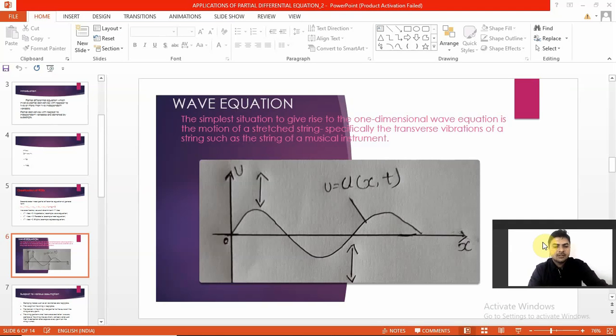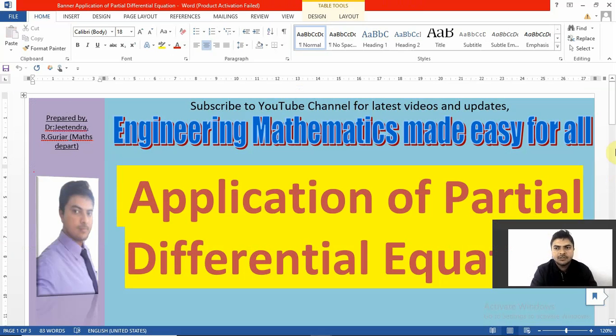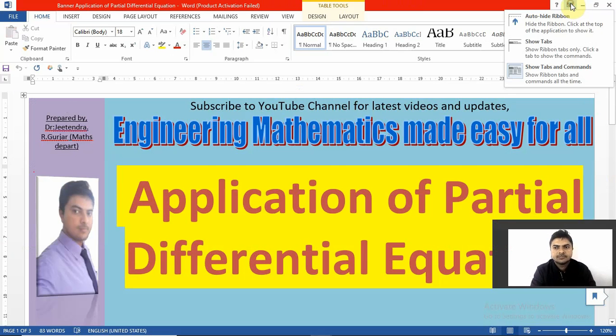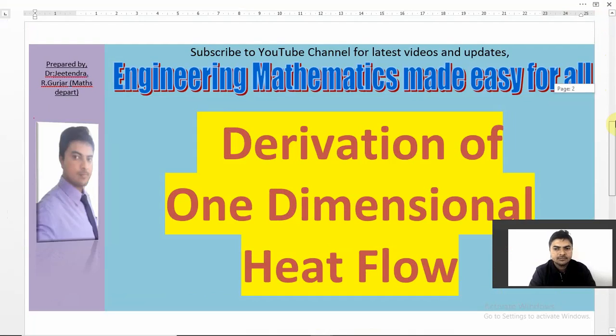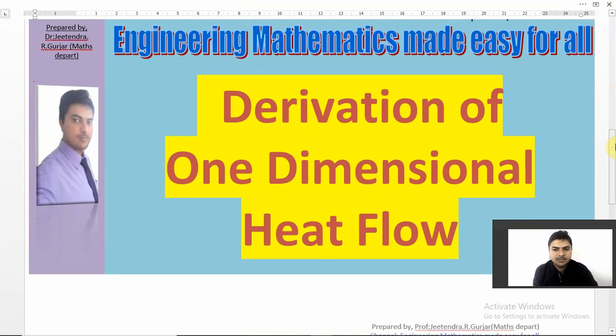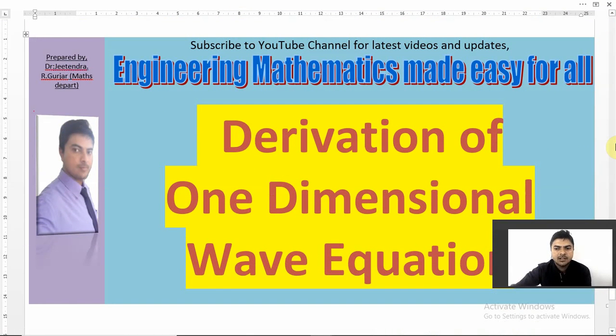Yes, friends. So here we are going to derive the partial differential equation. Application of partial differential equation. In the last video, already we have discussed derivation of one-dimensional heat flow. Please watch that video, students. Then only you will understand how the one-dimensional wave equation I am going to derive. In similar lines, the same derivations are there.